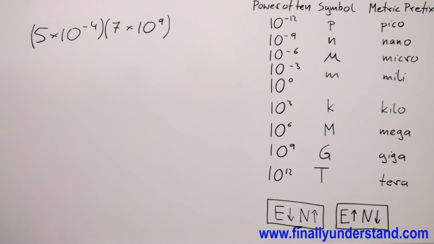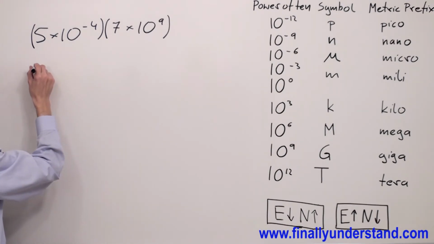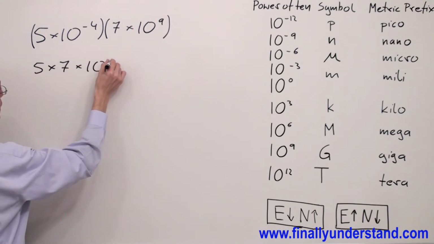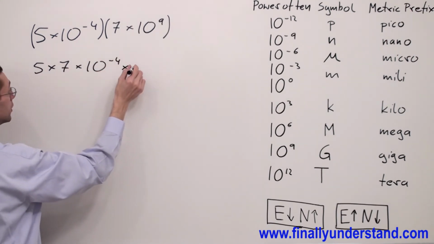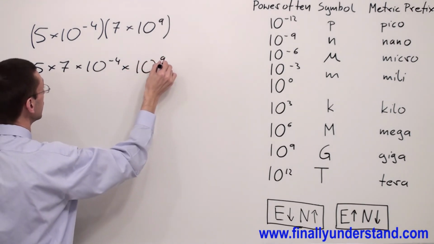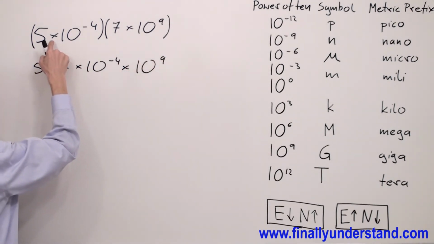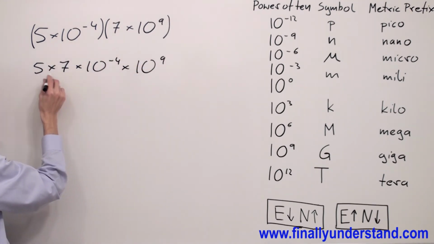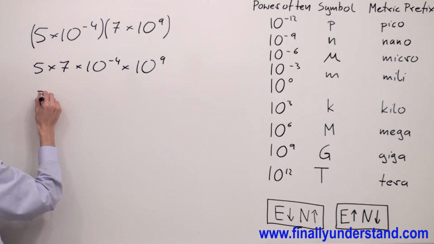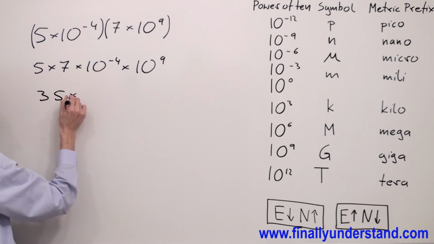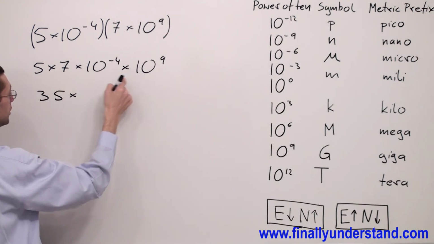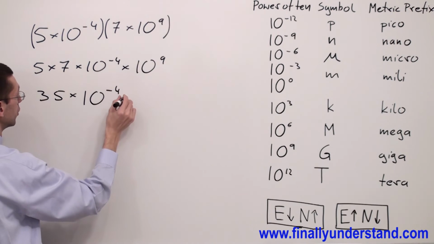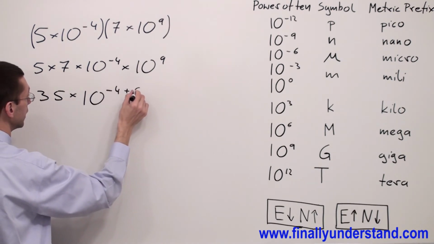First, we're supposed to rewrite this problem. Write 5 times 7 times 10 to negative 4 times 10 to negative 9. Remember, I can do that because I have multiplication over here, over here, over here. Okay, so I have 5 times 7 is equal to 35 times, anytime I have the same base, I keep the base and add exponents. I have negative 4 plus 9.